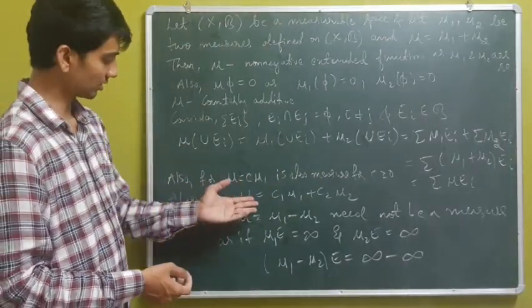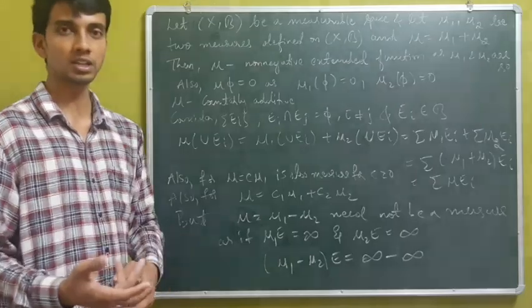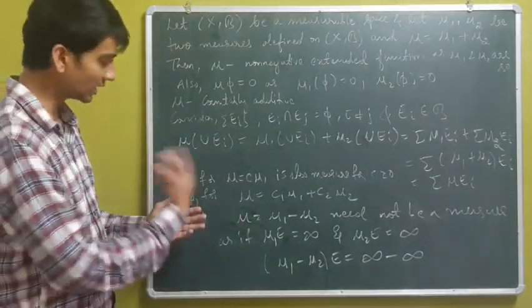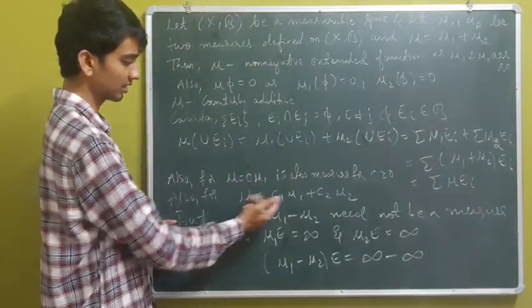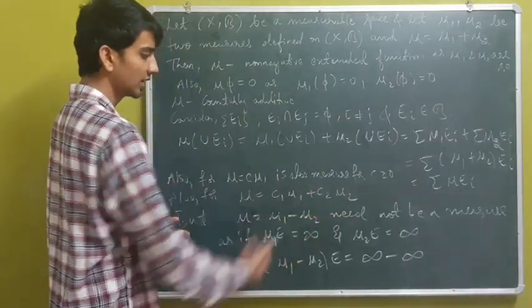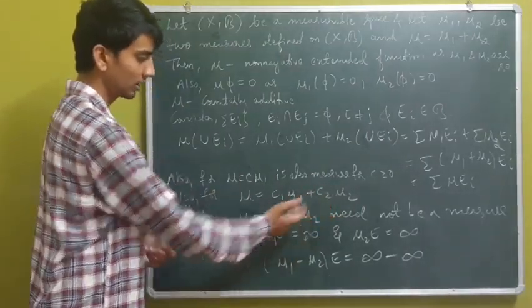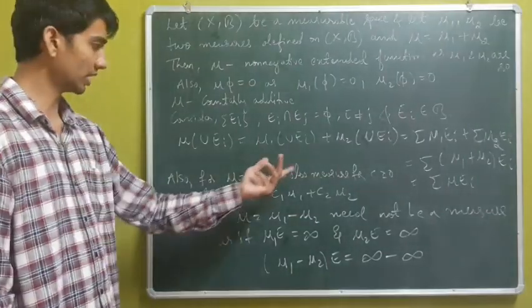Also, if I have mu to be a linear combination of two measures, I have that to be also a measure. So mu is expressed as a linear combination of two measures, and again if c1 and c2 are non-negative, we have mu to be a measure.